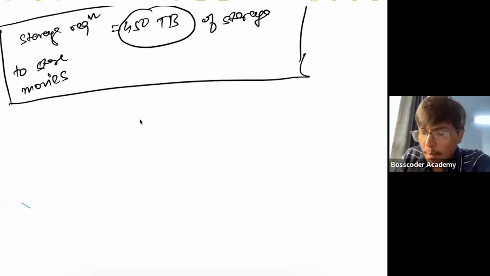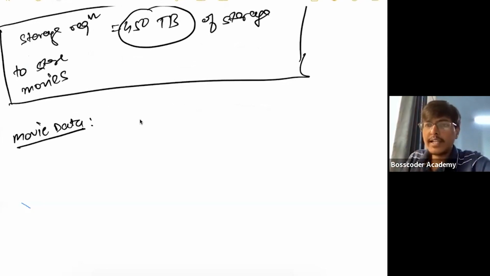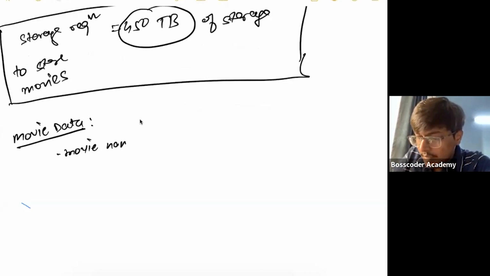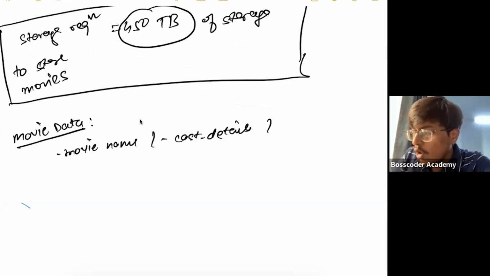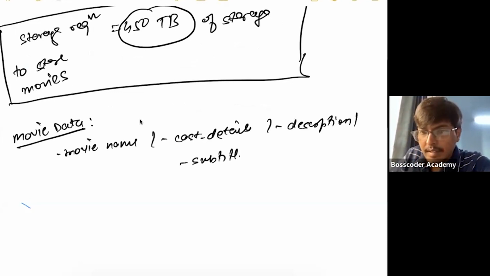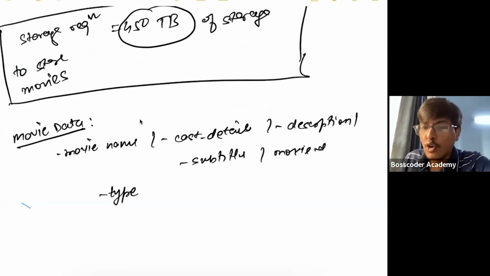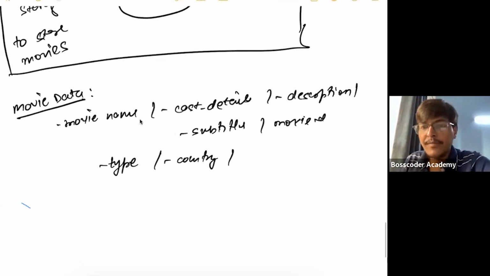The next part is, let's talk about the movie data. What is movie data? Movie data is something like movie name, cast details, description, director, subtitles, movie ID, definitely, and the type of it. What is the genre? What is the country? Multiple things will be there, right? So what do you think?